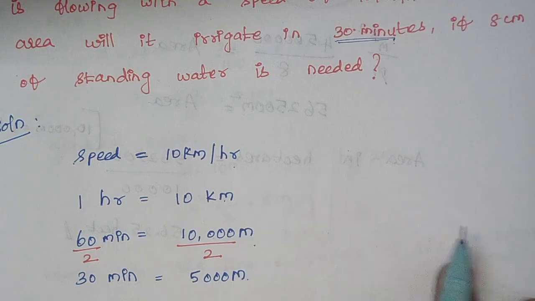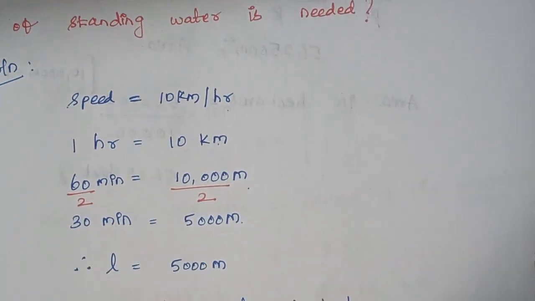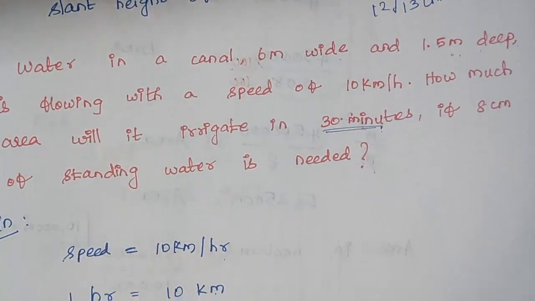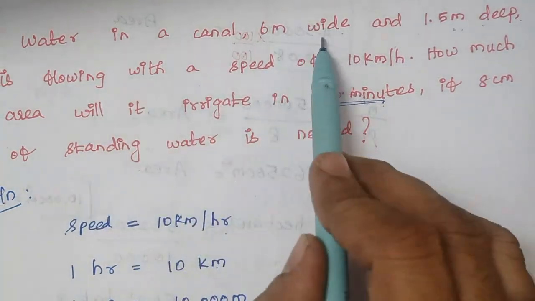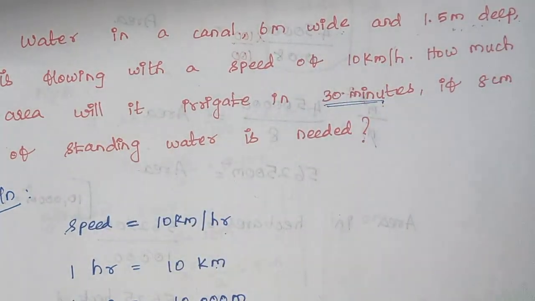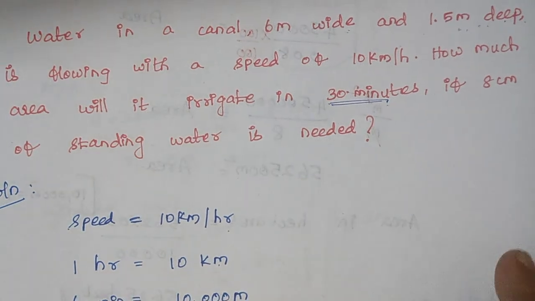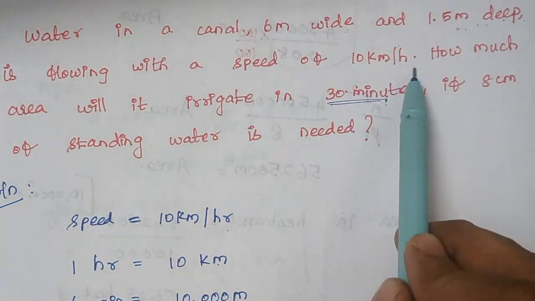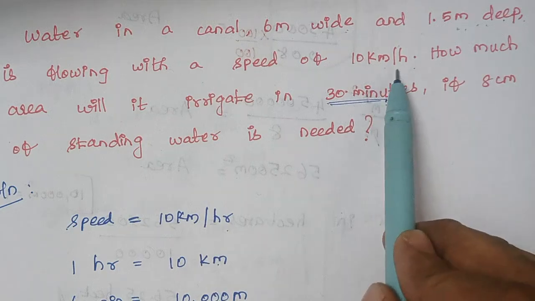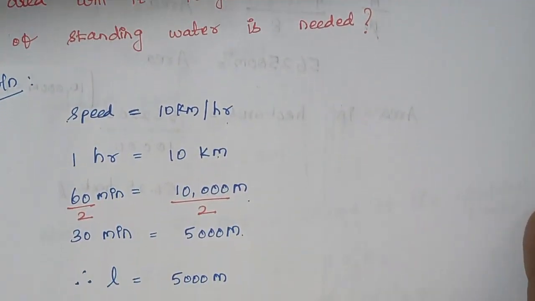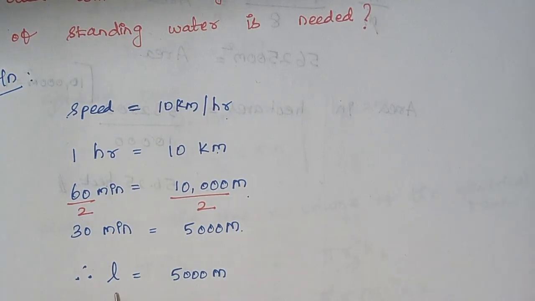So, this is the length of the canal, right? They had given us the width and depth. They didn't mention the length. So, to find the length, we made this as a clue. 10 km per hour. So, from this we have calculated the length. So, here the length is 5000 meter.